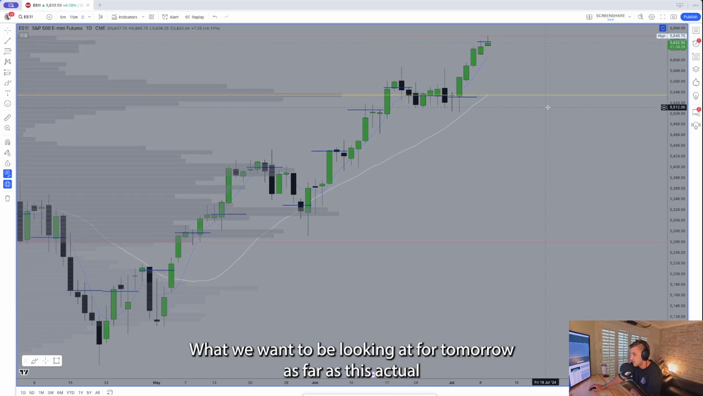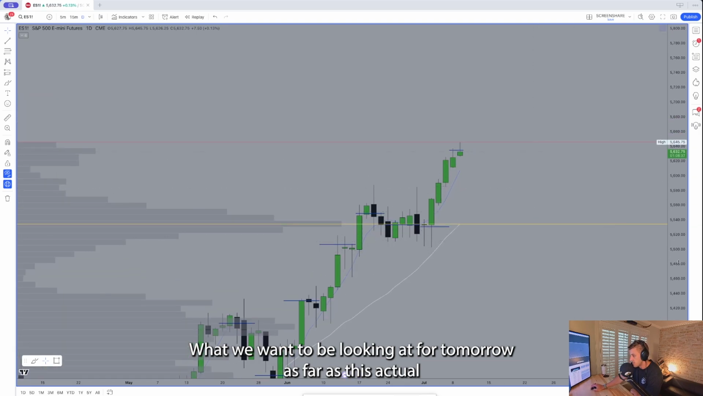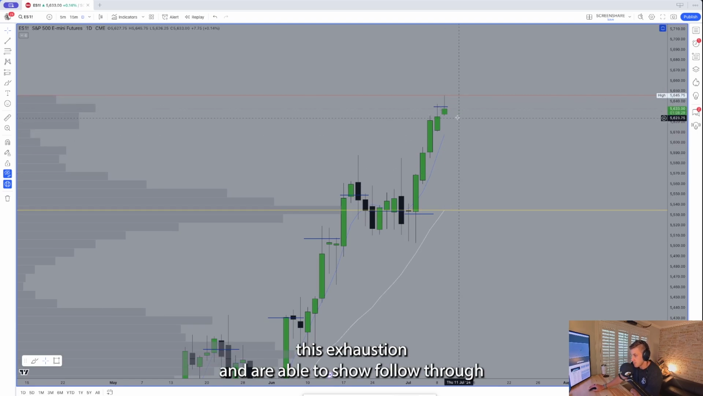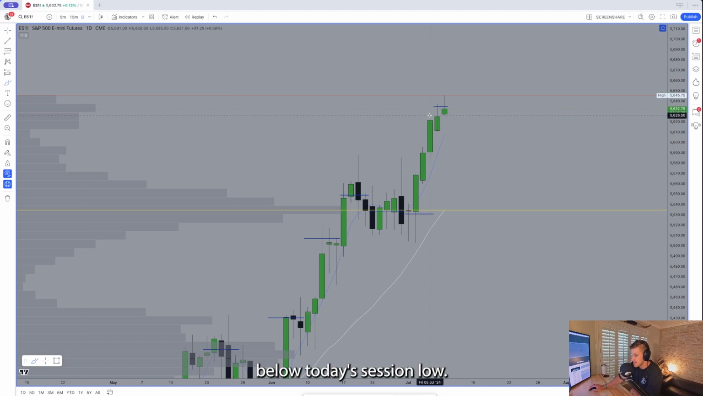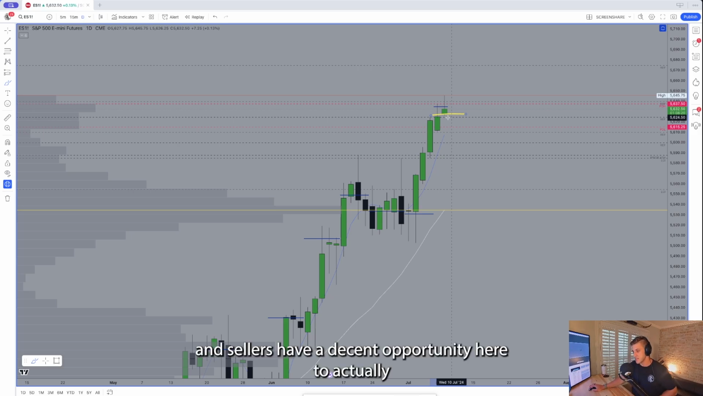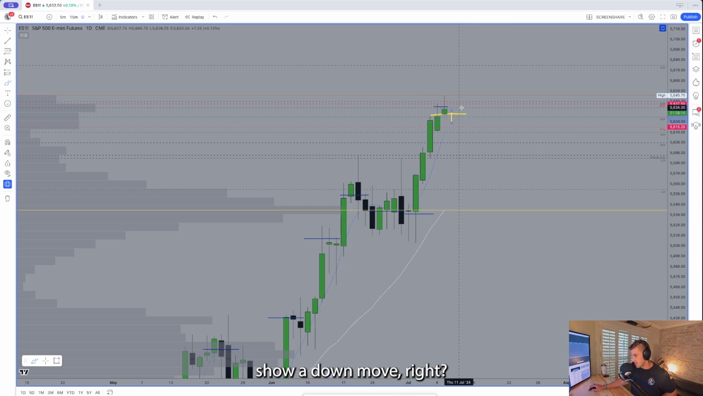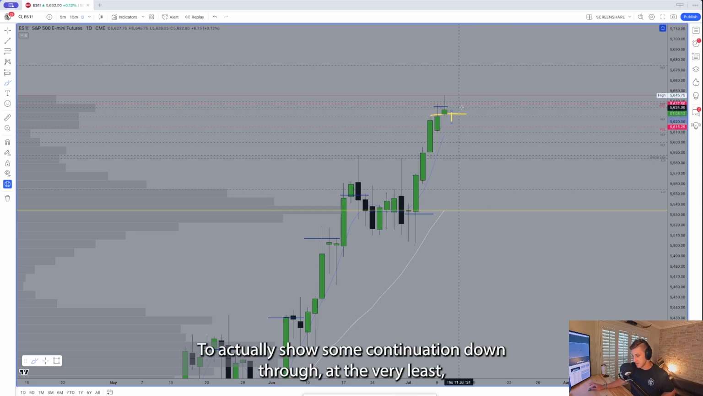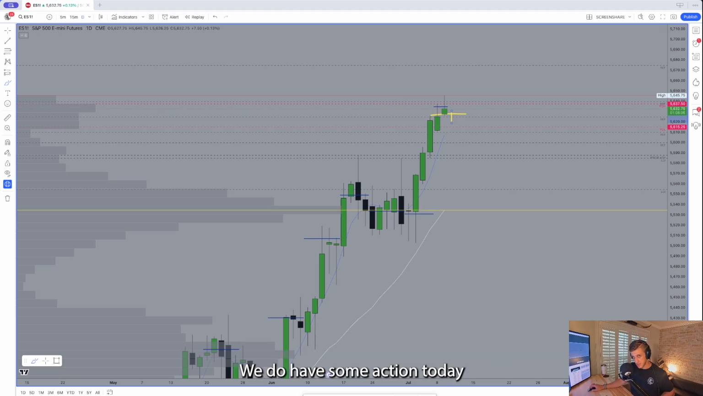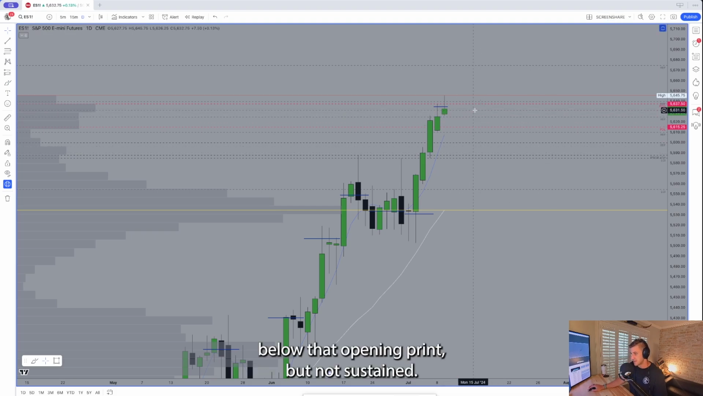What we want to be looking at for tomorrow as far as this actual daily candle is concerned is whether or not sellers now identify this exhaustion and are able to show follow through below today's session low. So we'll be looking at the session low for tomorrow as the primary watch. And sellers have a decent opportunity here to actually show a down move, right? To actually show some continuation down through, at the very least, the opening print, which is not something that we've seen in quite some time. We do have some action today below that opening print, but not sustained, right?